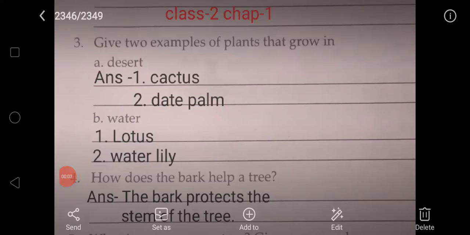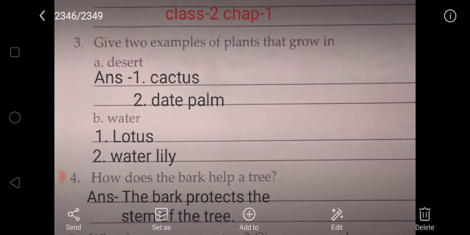Good morning, children. Today you will write the question number 3. Last time you have written the question number 1 and 2, and today you will write the question number 3. Everybody write in your notebook. Sare bachche apni notebook mein likhenge, okay? Write in your notebook. Mention the question number 3.